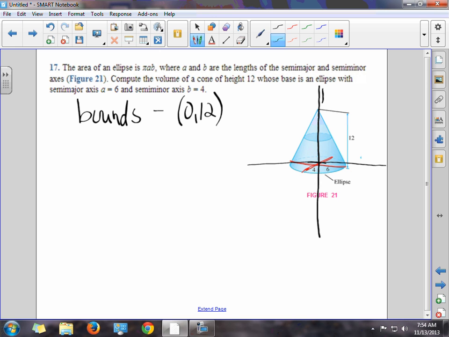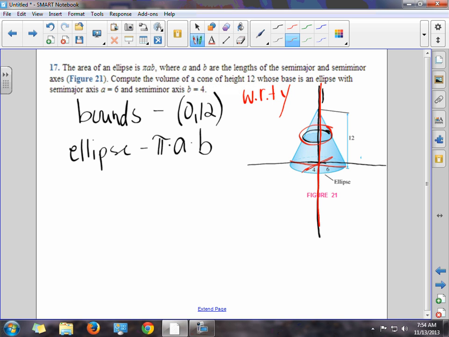Now I know the formula for my ellipse. They gave it to me in the problem. And my cross sections are ellipses. You can see that they've drawn this cross section in for you. So the formula for that is pi times a times b. Since this is my y-axis right here, and my cross sections are perpendicular to that axis, I'm going to be integrating with respect to y. So I somehow need functions in terms of y that will model both the semi-major axis A and the semi-minor axis B.